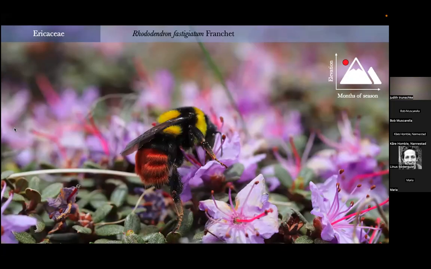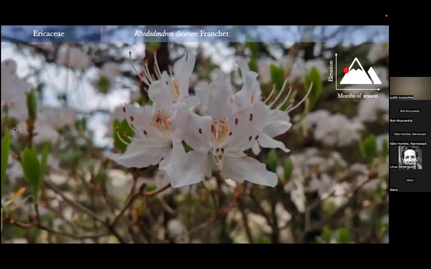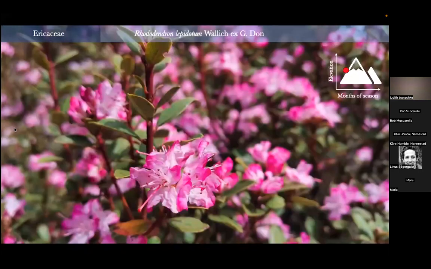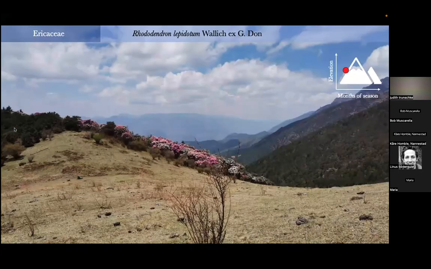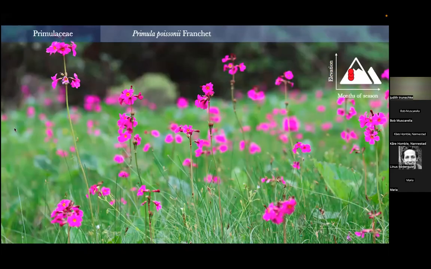And then a little bit later into March, the rhododendrons start to flower, also first at the high elevation with Rhododendron fastigiatum. It's a shrub, a very small rhododendron, but then also going a little bit lower at around 3,600, 3,400, 3,200 meters, you find this white flowering Rhododendron decorum and Rhododendron lepidotum. And this looks really beautiful when you climb up the mountain and then you come over and see this massive pink flowering, but still no flowers towards the low elevations.